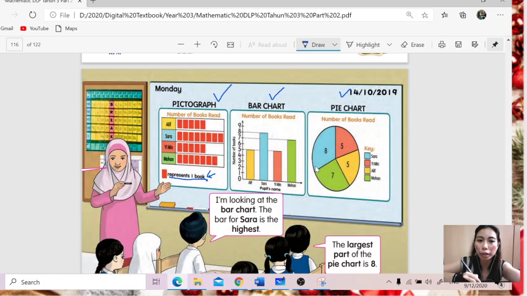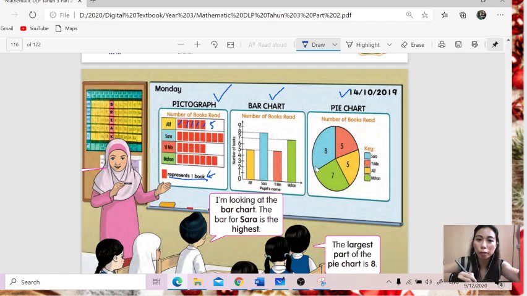So they will count 1, 2, 3, 4, 5. So meaning Alif read 5 books. Okay, for the bar chart, the horizontal column is Alif, the name of the students: Alif, Sarah, Yimin and Mohan. And then the row, or maybe we can say the y-axis, is the height.